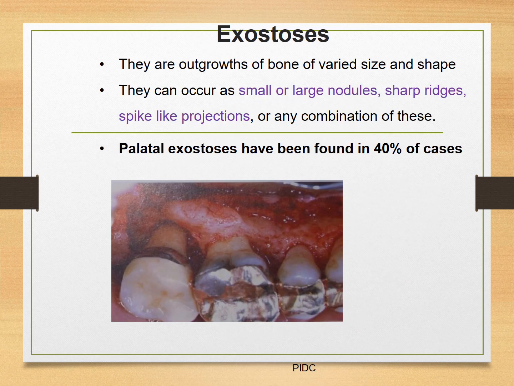First one, exostosis. They are outgrowths of bone of varied size and shape that occur as small or large nodules, sharp ridges, spike-like projections, or any combination of these. Palatal exostoses have been found in 40% of cases. So this is the picture that's showing the exostosis, that is the outgrowths of bone. You can see them with varying size and shape in different areas.